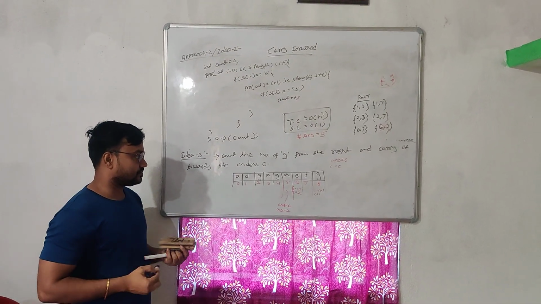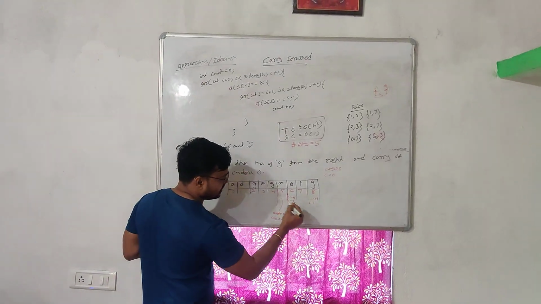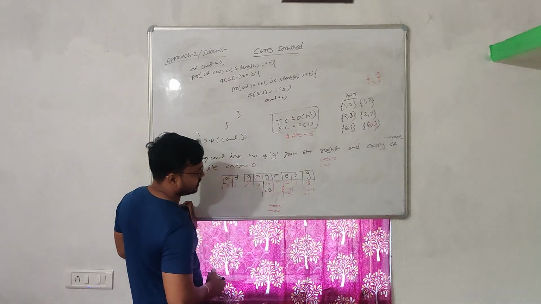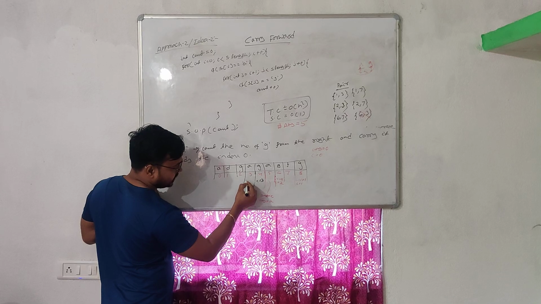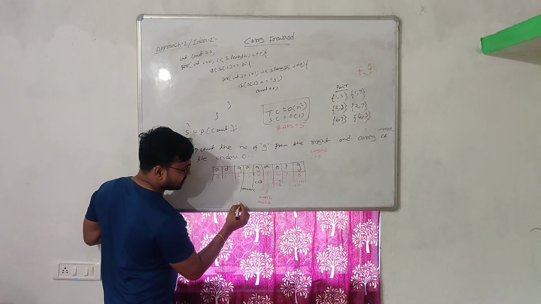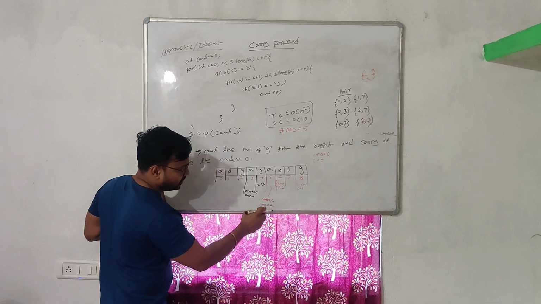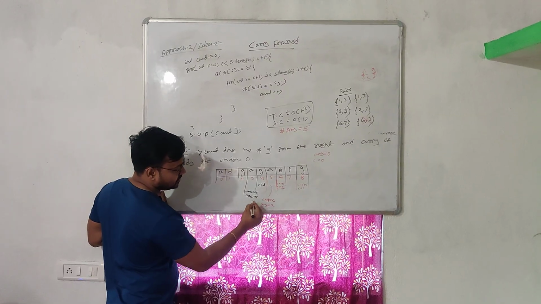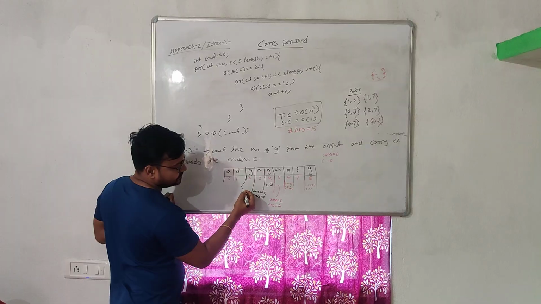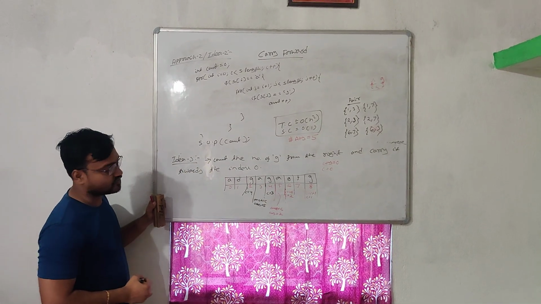Next, again G is here, so we need to increase the value of counter. So counter becomes 3 now. We found A again. So answer plus equals to C. So answer becomes 2 plus 3, that is 5. Then again G. So C is increased with 1, so becomes 4.